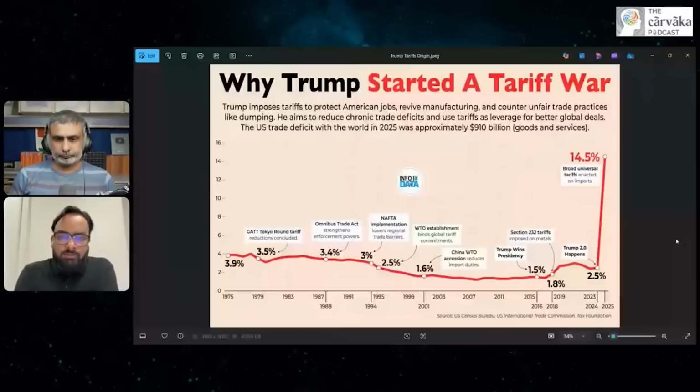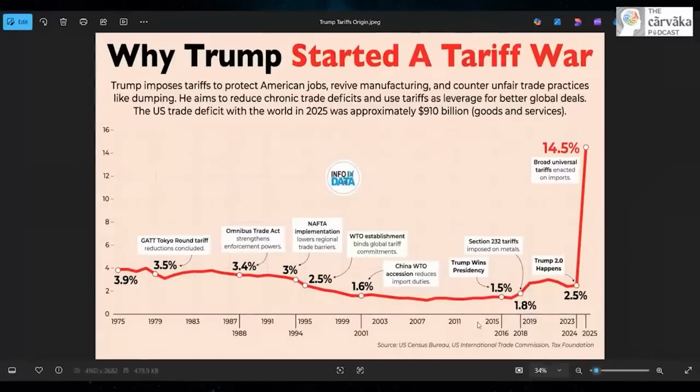So let's address the first question. What is the origin of these tariffs? This is from Info and Data, as the logo says. Now, a lot of people have been running this rumor, especially from the Congress, and Pawan Khera was running this rumor कि हमारे टाइम तो 2.4% था effective average tariff, इनके टाइम तो 18% हो गया है. Now, this is the global average tariff on US imports from 1975 to 2025. Okay. And it shows some very important milestones there.